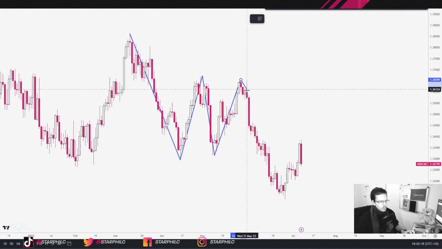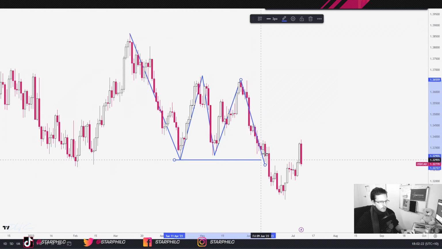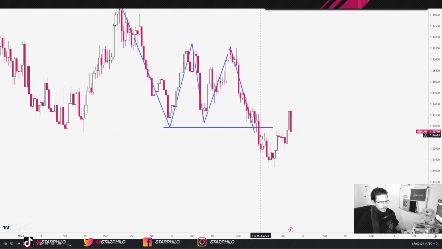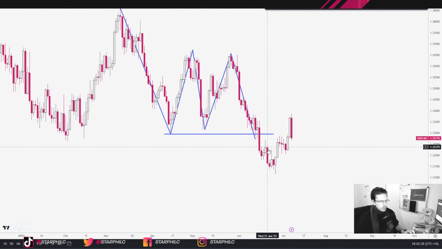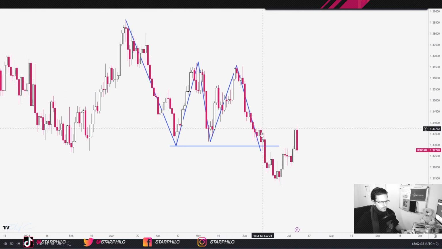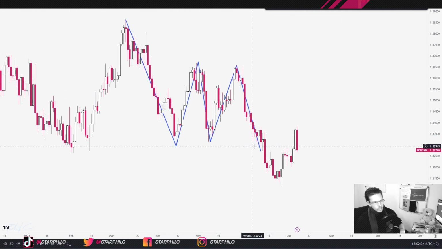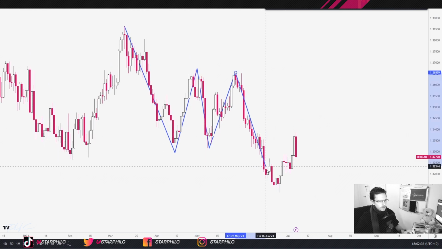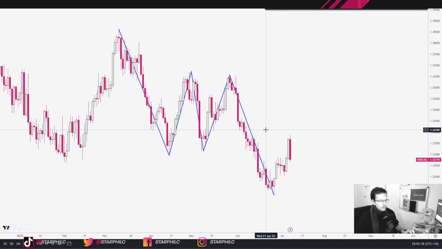Finally, we get price closing below this low, looking left, right? Right there on this candle. This indicates to us that price action is heading towards the downside, right? Now, what we can do here is look for a trend continuation trade towards the downside, okay?